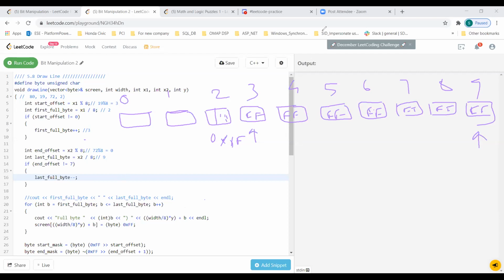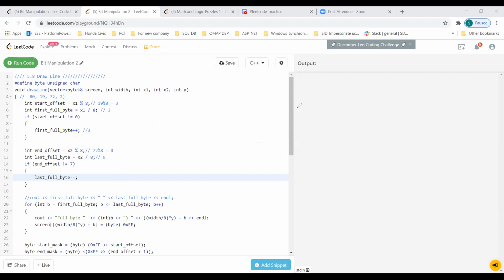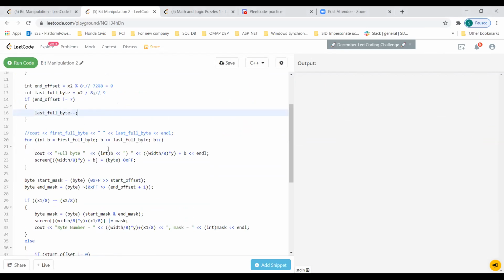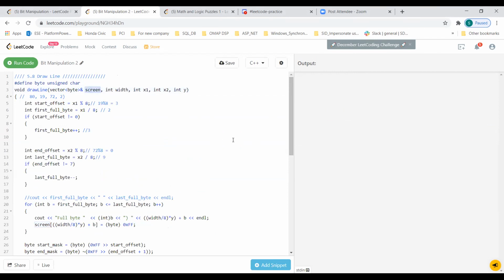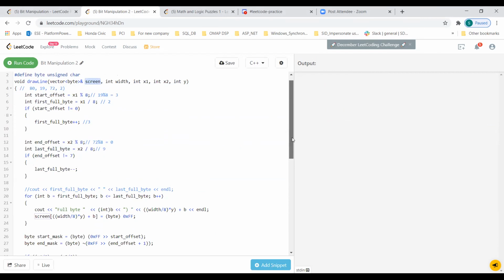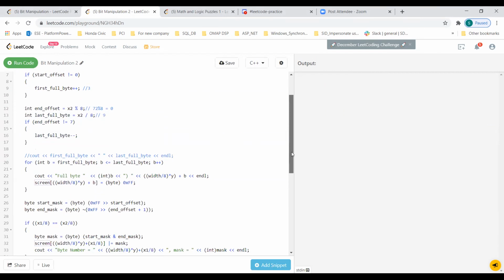The way it has to be done here: first you calculate all these offsets, the first full byte offset and then the last full byte. This is a screen, a single 1D vector of byte variable. Then you need to find the width. So width is given as 80 divided by 8, and then you multiply by y, which in this case is 2.